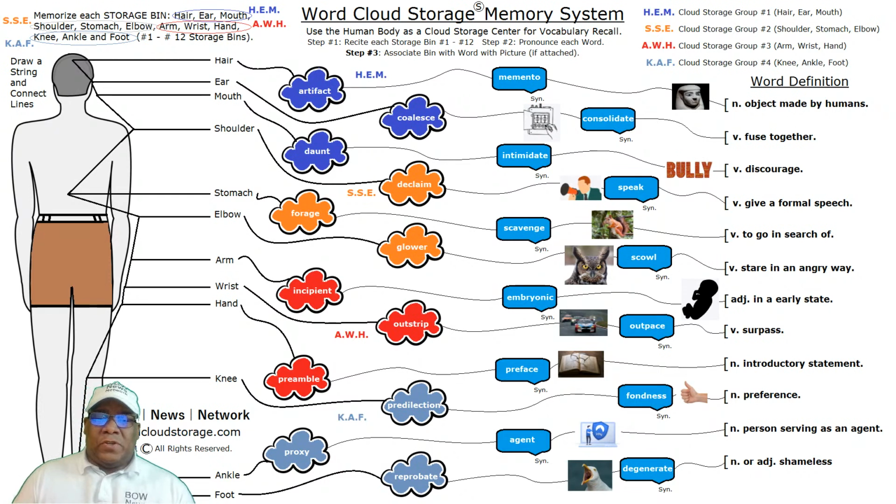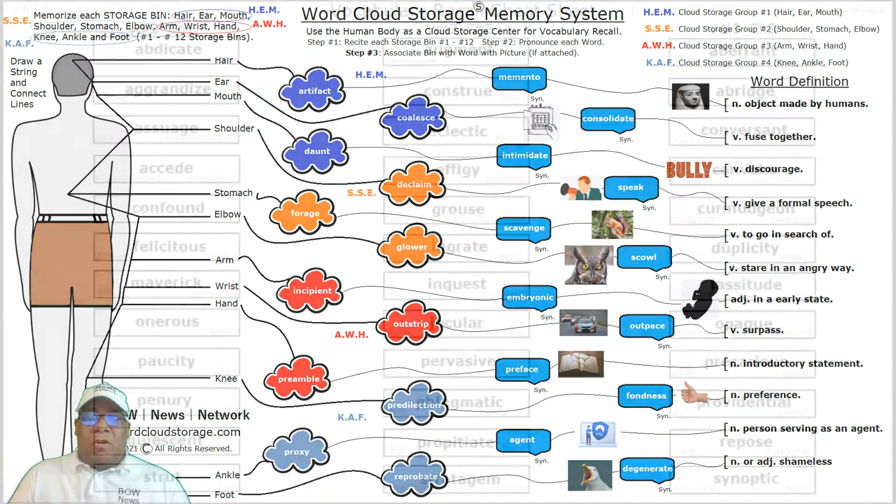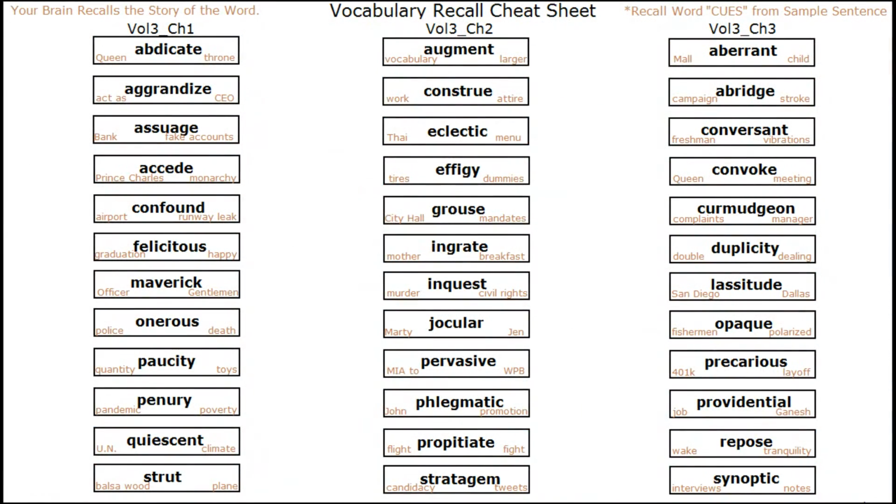And then just make sure that you can do a test of covering up the left side as we normally do, or covering up the right side, depending, so that you can firmly implant. And by all means, make your vocabulary recall cheat sheet, similar to this one that we did for chapters 1, 2, and 3 for volume 3.